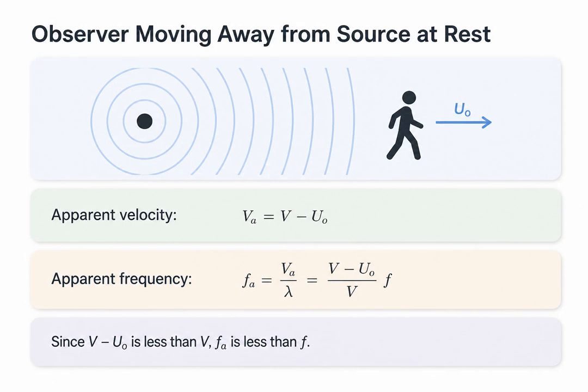Conversely, if the observer is moving away from the stationary source, they are traveling in the same direction as the wave propagation. This means the waves must chase down the observer, reducing the relative wave speed to v minus vo. Because the relative velocity decreases while the wavelength remains unchanged, the observer detects a lower apparent frequency, hearing a lower pitch or seeing a redshifted wave.